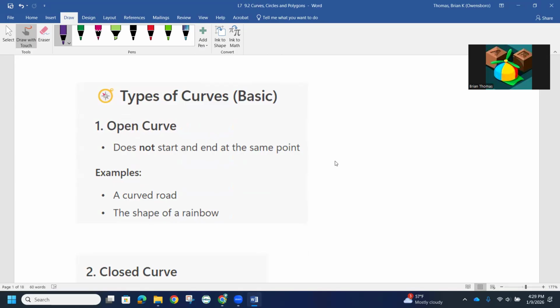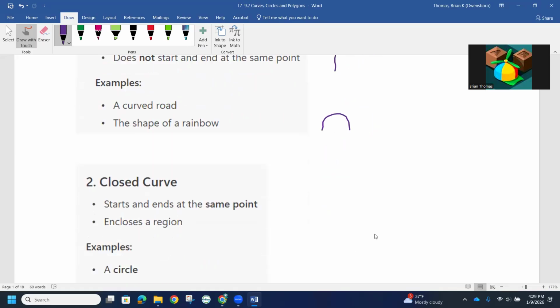So, if I draw and then bend and bend again and bend again, just keep on going, notice how I started and I turned and I turned and I turned, but I didn't get back to the same point. So that would be what's called an open curve. Like we said, a curved road or the shape of a rainbow. Notice how a rainbow starts and finishes, but the start and finish are not at the same point. So that's what we call an open curve.